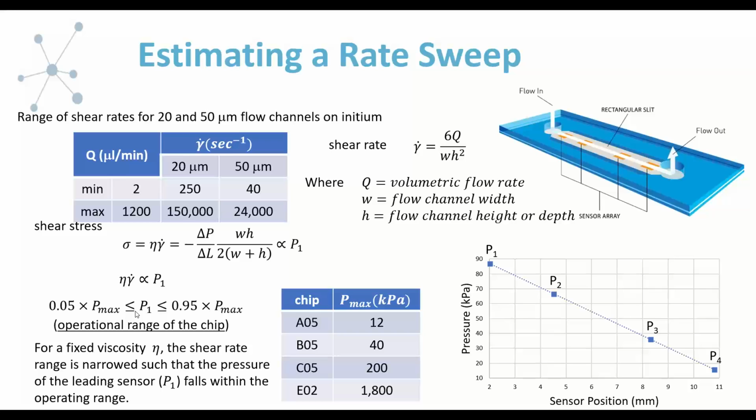So here I have an expression where you can see at the 5% limit, so this is the operational range of the chip, the lower limit is 5% of the maximum pressure. And as a safety precaution, we use 95% of the maximum pressure. The instrument itself will prevent you from overpressuring the chip. We have logic in the code that prevents this, but if you're trying to plan out your experiments, this is a good rule of thumb.